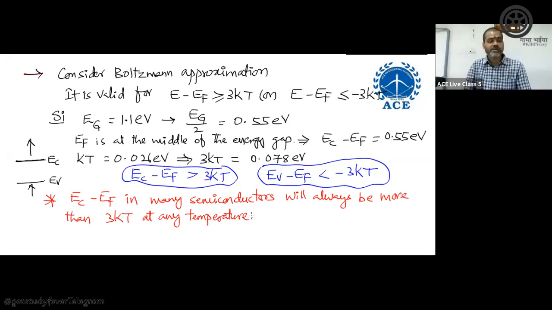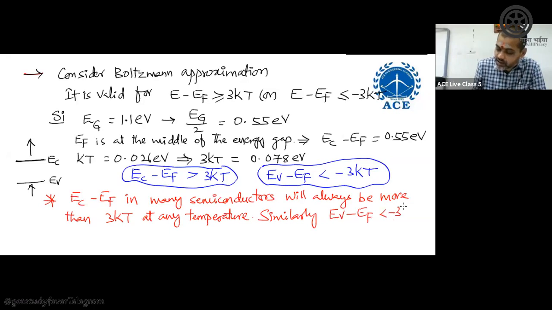So in a similar way, if you consider EV minus EF, it is going to be less than minus 3 kT. So we can say the Boltzmann approximation is going to be valid. Similarly, EV minus EF is less than minus 3 kT, so the Boltzmann approximation is valid. Please try to understand this point.